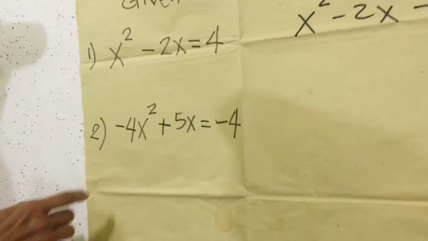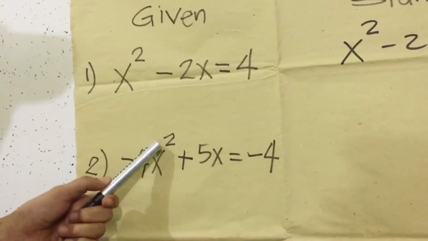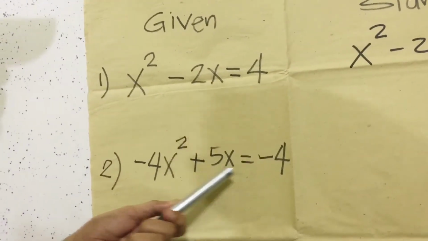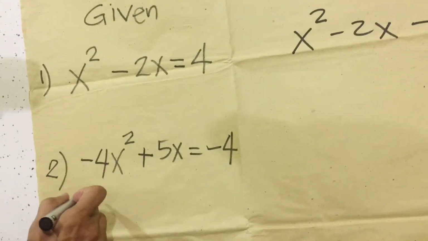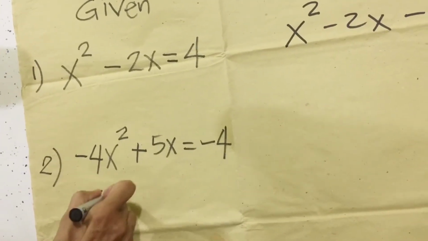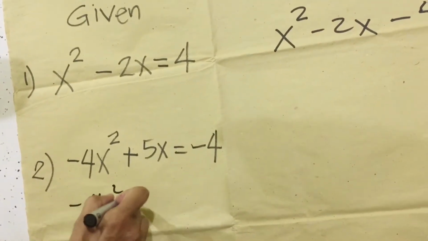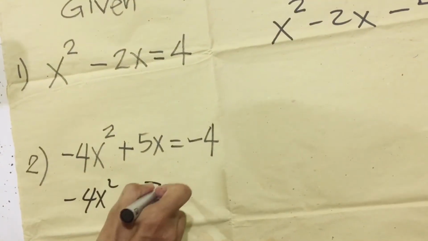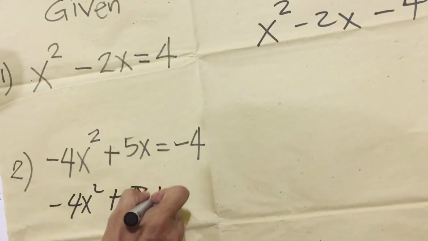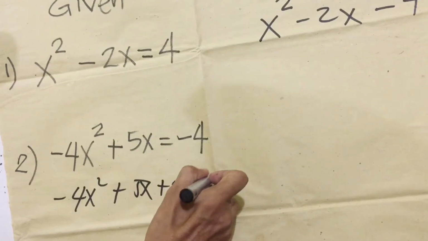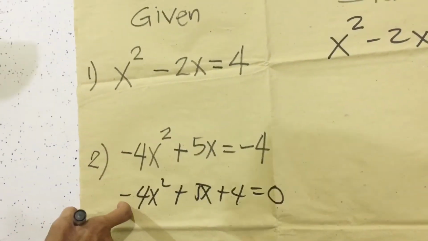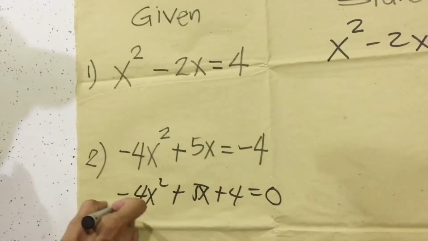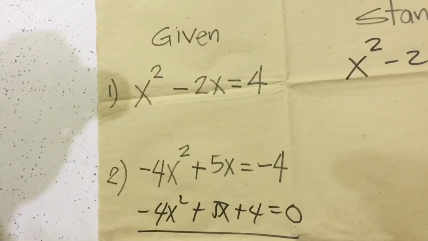Okay, this time we have negative 4x squared plus 5x negative 4. So what we have to do is to arrange first. We have negative 4x squared plus 5x. Then transpose becomes positive 4 equals to 0. We have a problem. Here is the negative. So either multiply or divide by negative 1.